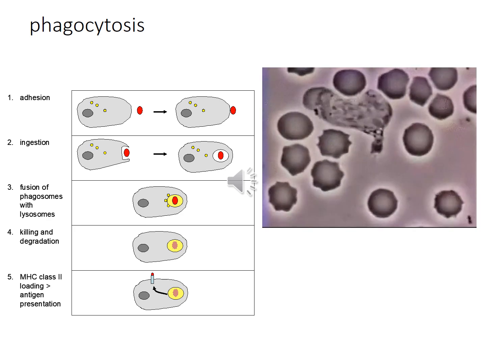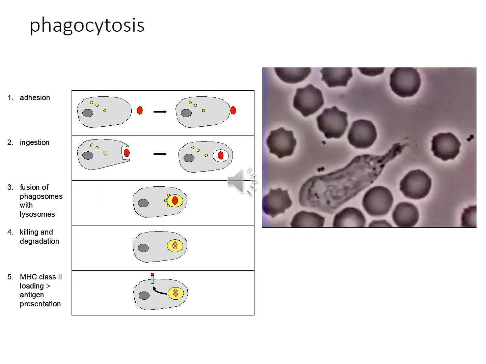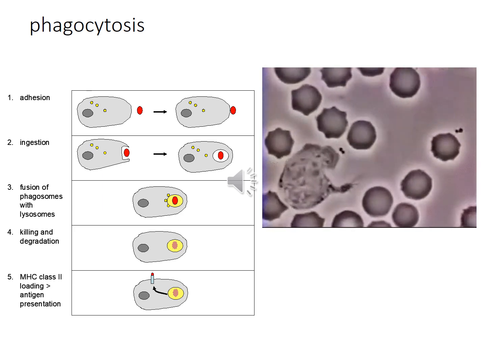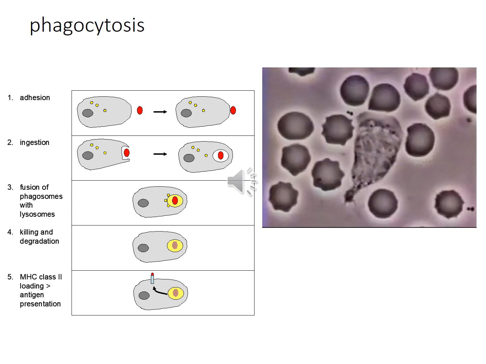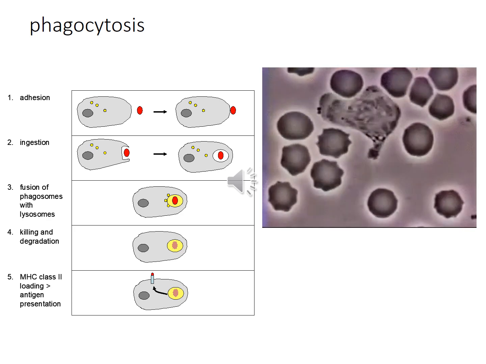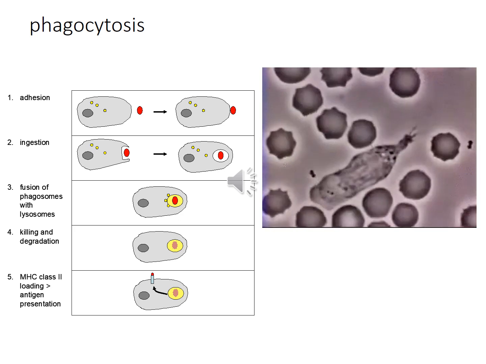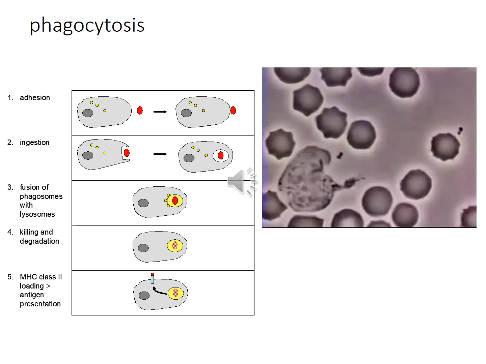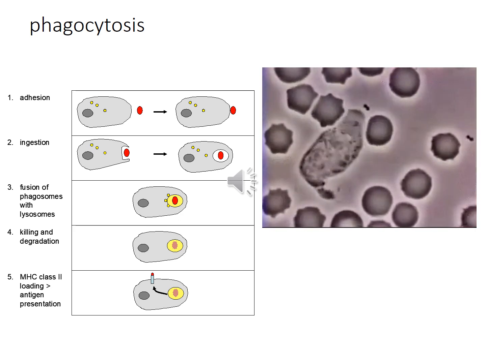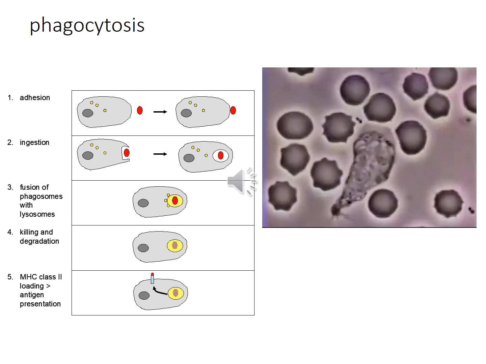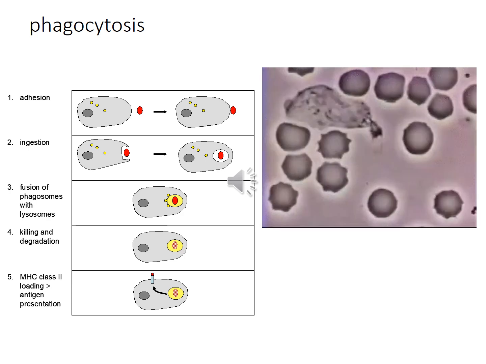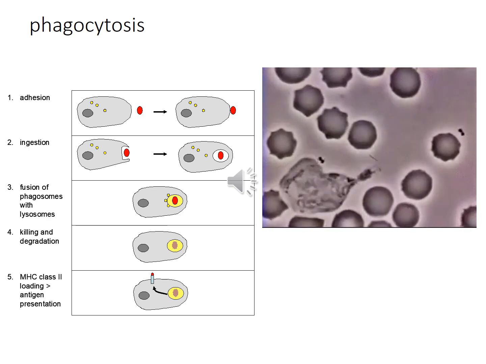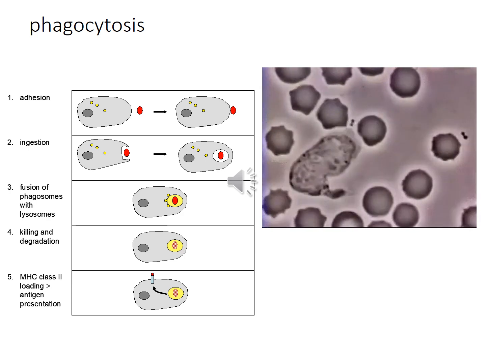And this happens, as you saw before with the macrophages, by binding to different phagocytotic receptors, sometimes by complement receptors as a mediator, or sometimes with a Fc receptor, which is a receptor for an antibody, which has bound the pathogen. The second step is the ingestion of the pathogen.